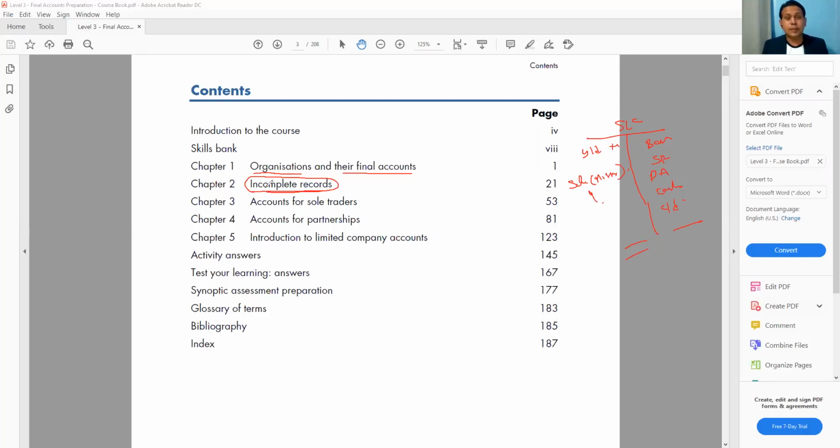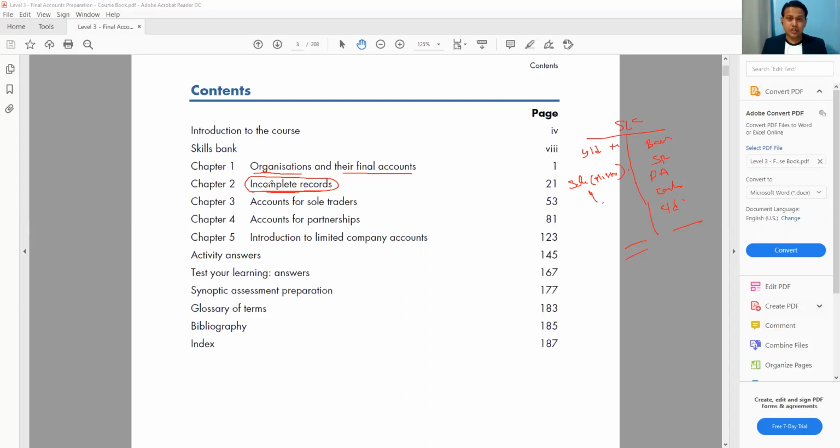So this is incomplete records. Sometimes when HMRC come to visit your company for a compliance visit, they ask, what is this, what is that, and they ask for an explanation. Sometimes you say, I don't have any record for that.